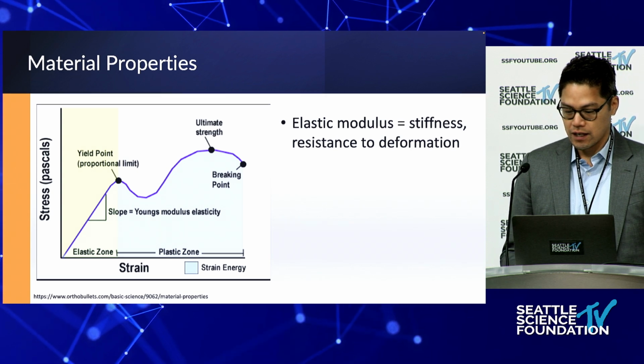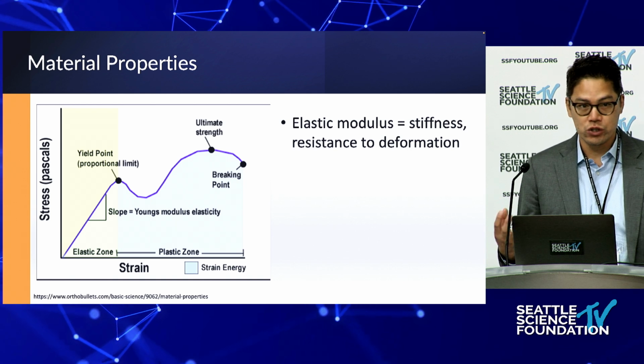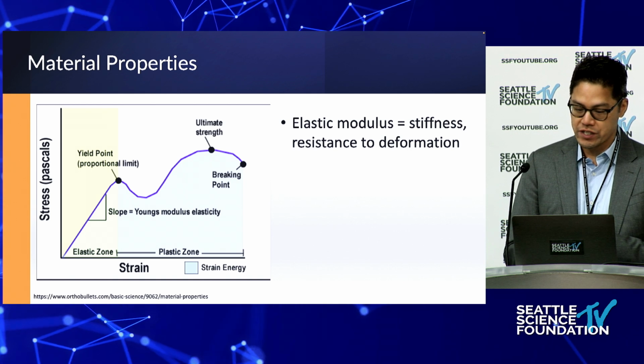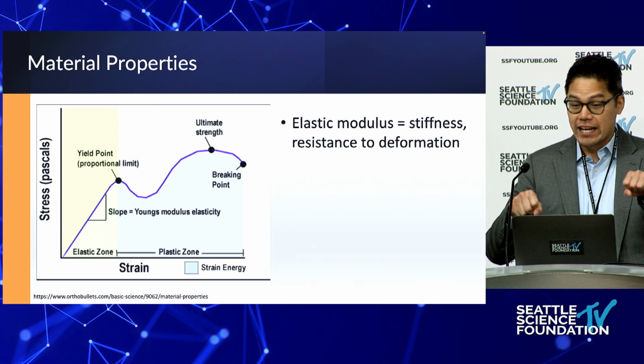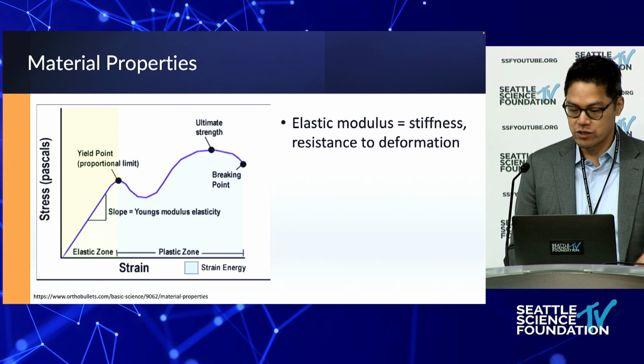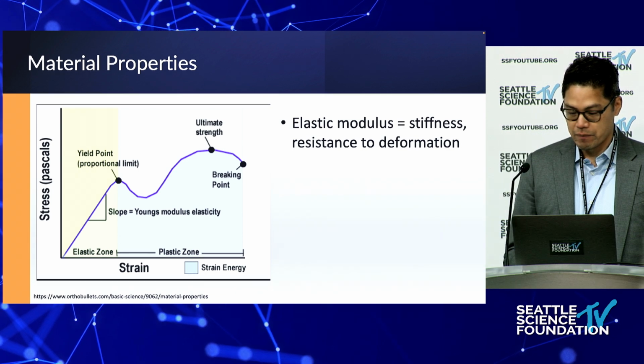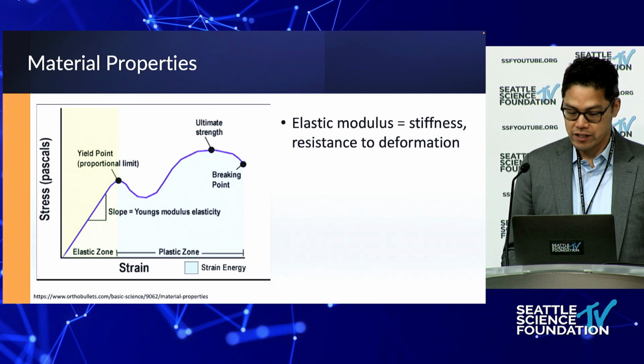When in the elastic zone, material will return to its original shape when the deforming force is removed. So think of this: when you hold the rod in your hand, you try to bend it, and you can't bend it, or you bend it a little bit, it springs back to its original shape. That you're dealing with the elastic modulus at that point.